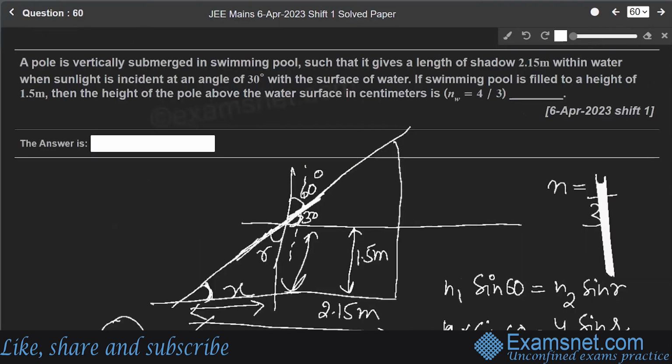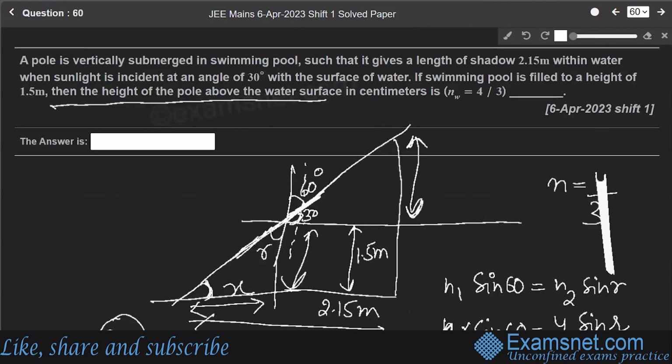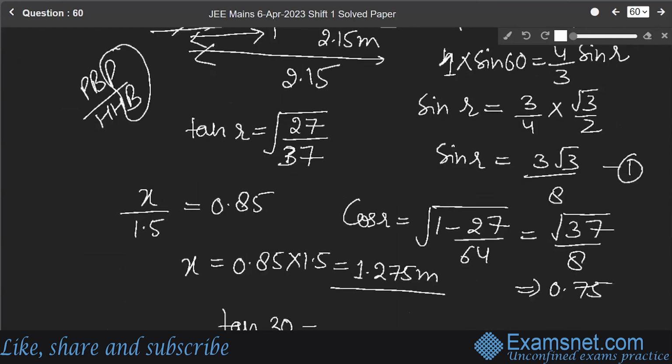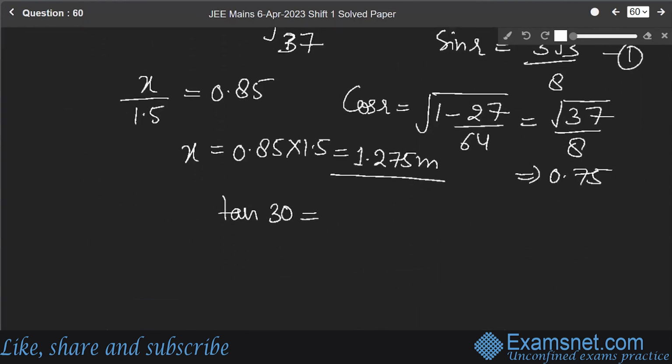So we have to find the height of the pole above the water. We have to find this height. So this height will be equals to tan 30 will be equals to, let us say its height is y over this. How we will find this? 2.15 minus x. Okay, so tan 30 will be equals to this y over 2.15 minus x.